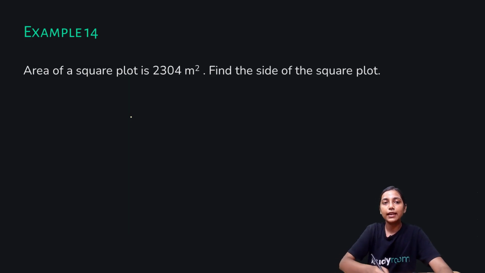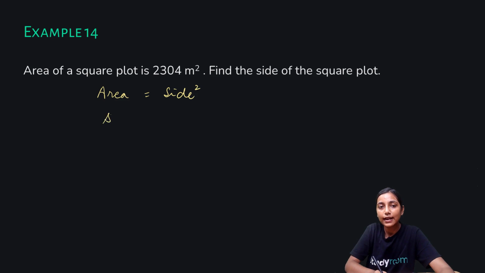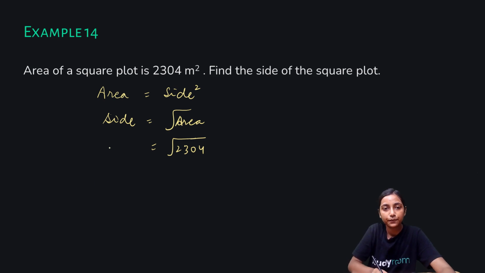We have a question, example number 14. The area of a square plot is given to us, that is 2304 square meters. We need to find the side of the square plot. We know that the area's formula is side squared. So what will our side be? Our side will be the square root of the area, that is, in this case, the square root of 2304. Find the square root of 2304, and that will give us the side.